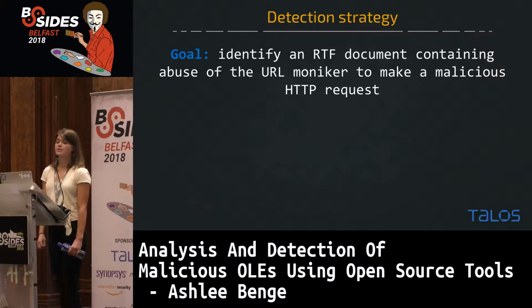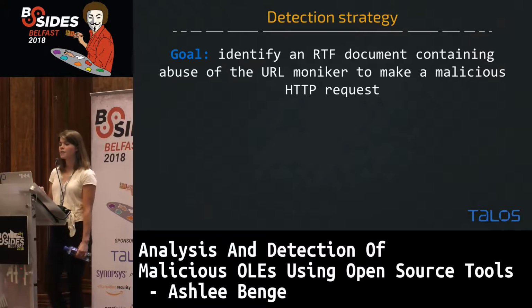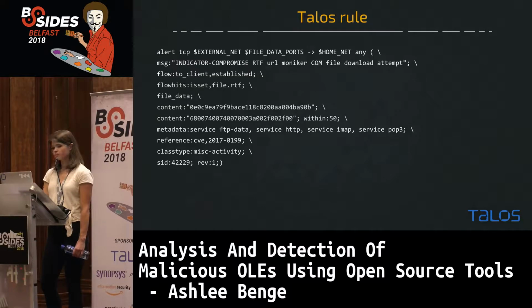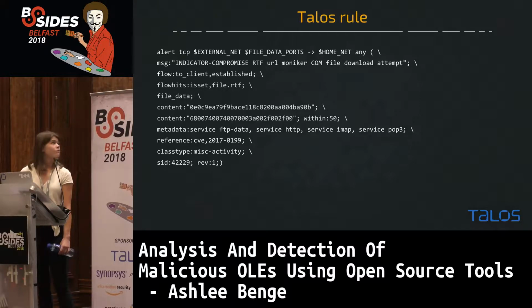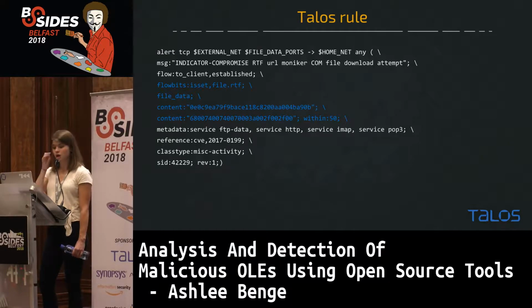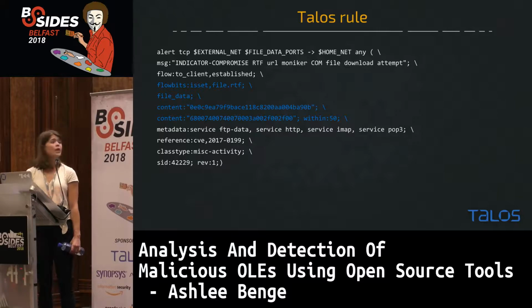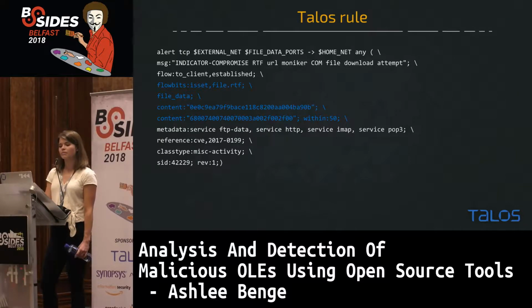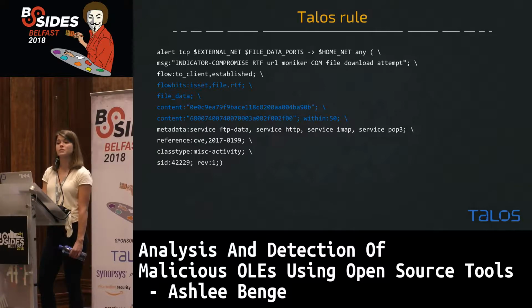So now our goal is to detect this, and our strategy here is going to be to identify an RTF document. We want to identify abuse of that URL moniker, and we also want to identify a potentially malicious HTTP request. So this is a Talos rule for this CVE, or one of them, because there are quite a few. And I'm going to highlight for you the chunk that actually matters, because like I said earlier, we have a header, we have a rule message, there's some other stuff down here that isn't necessarily important to the rule, but it does matter for the sake of Snort being able to organize the rules, and also just for customers reading this to be able to see that this is associated with that CVE.